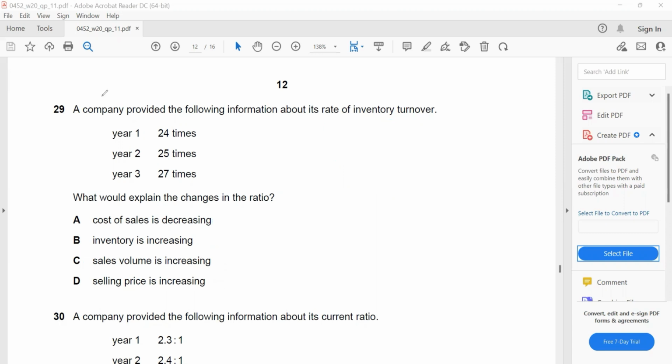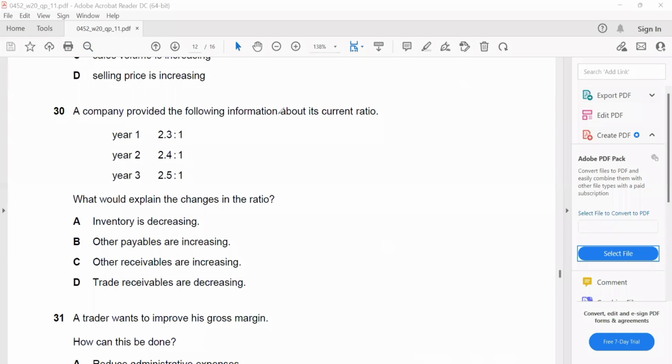Now, next. A company provides the following information about the current ratio. So the current ratio is getting higher. What will be the change? So current asset to current liability. This one reduces, this one possibly increases. Then cost, this one increases. Inventory is decreased, no. Other payable is increased, no, because this is decreased. Other receivable increased, yes, possible. Trade receivable are decreased, no. So the answer should be C. Now let's continue.